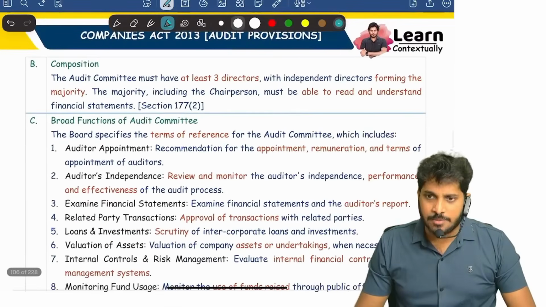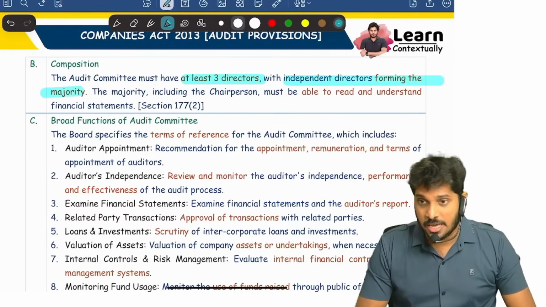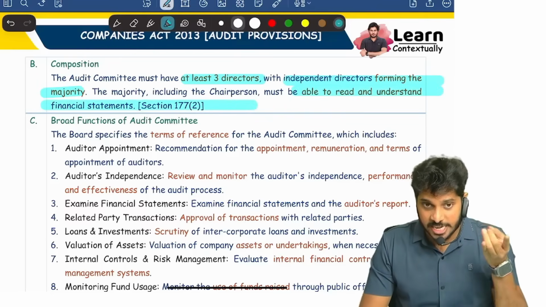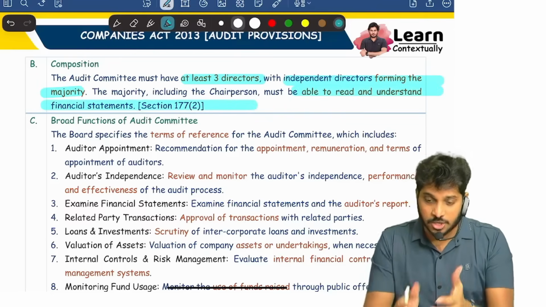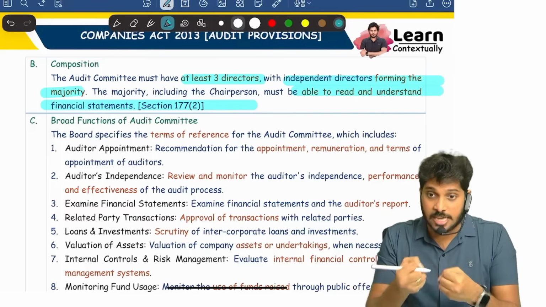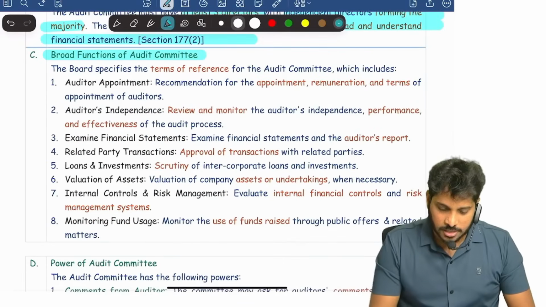Now, audit committee must have a minimum of 3 directors, where independent directors must have the majority, and audit committee members must have the ability to read and understand financial statements. Whoever the directors are who are part of the committee, they must have the ability to read and understand financial statements.